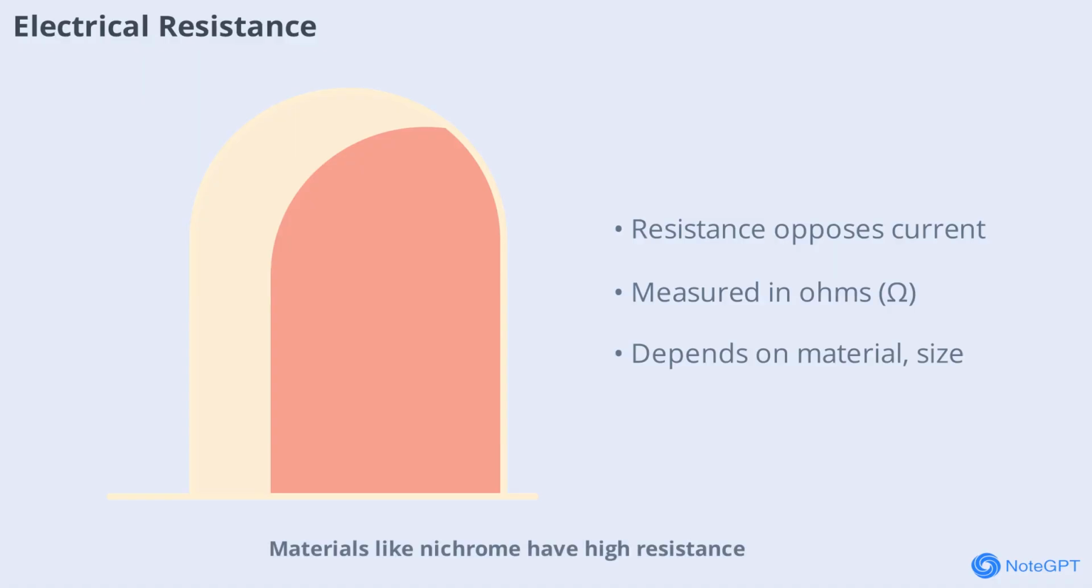Materials like nichrome have high resistance and are used in devices like heaters, while copper has low resistance and is used in wires. Factors affecting resistance include the material, length, thickness, and temperature of the conductor. Managing resistance is key to building efficient electrical systems.